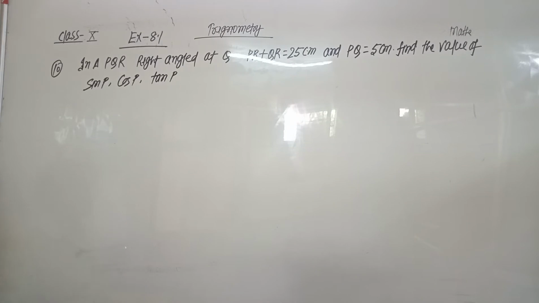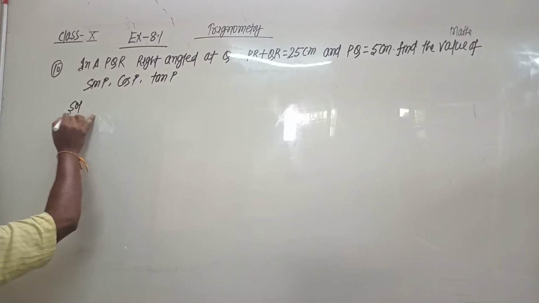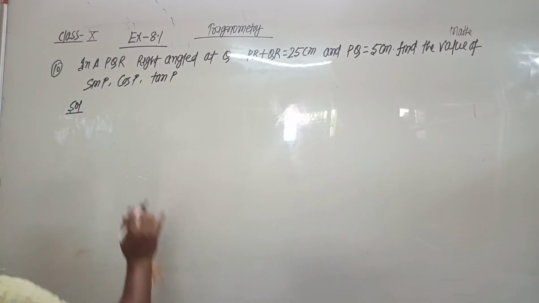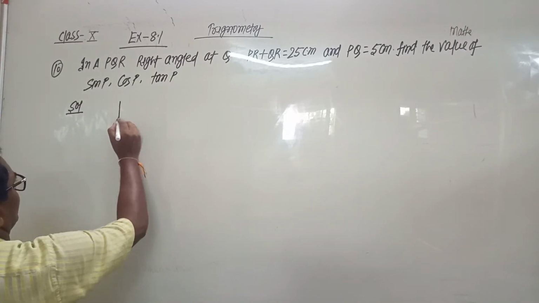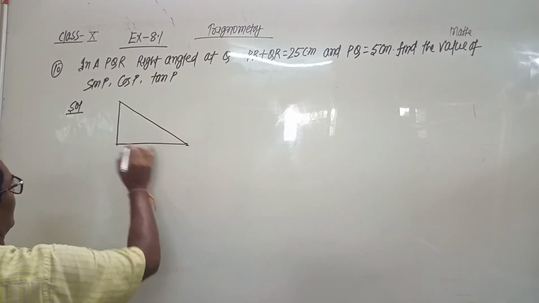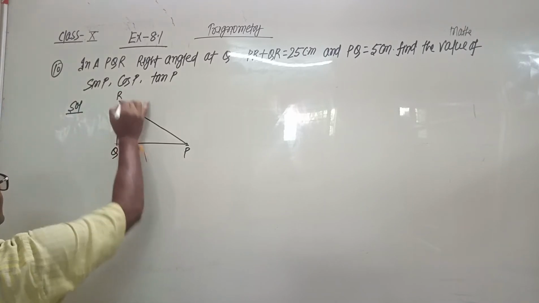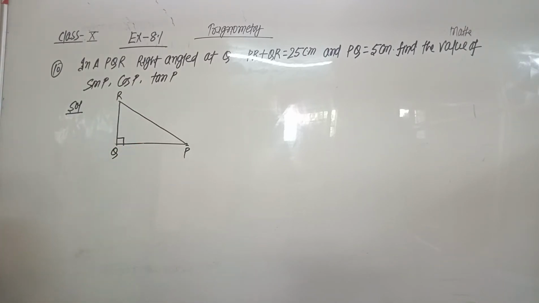We have to find the value of sin P, cos P and tan P. So draw the diagram of triangle PQR, right angle at Q. We are given PR plus QR equals 25 centimeters.